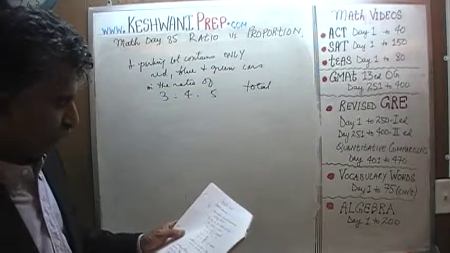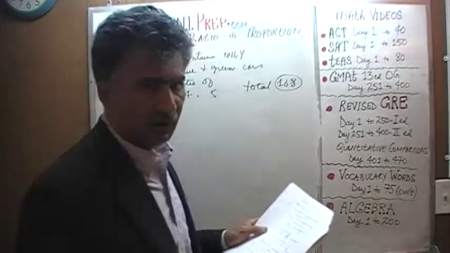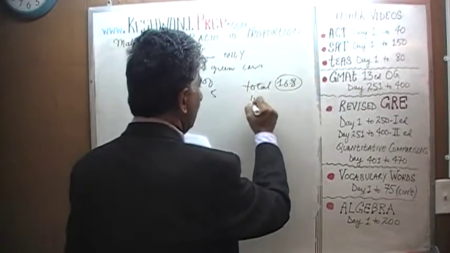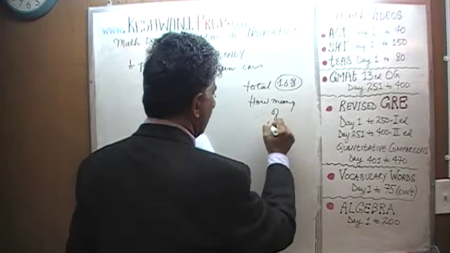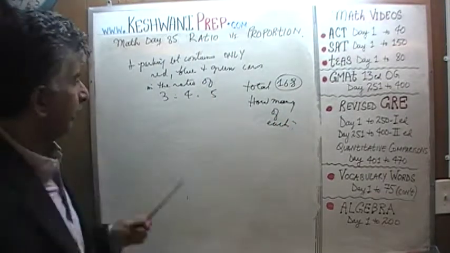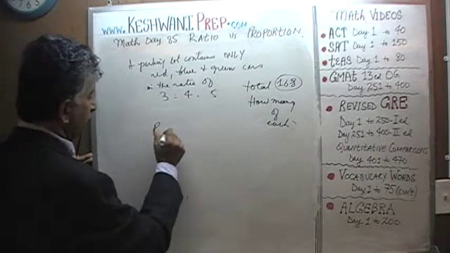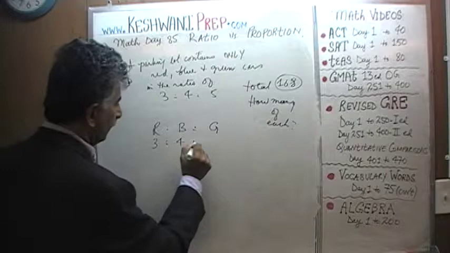It goes on to tell us that if there are a total of 168 cars, how many of each? Well, let's do it out, shall we? Let's do it out here. So we have red, blue, and green in the ratio of 3 to 4 to 5.